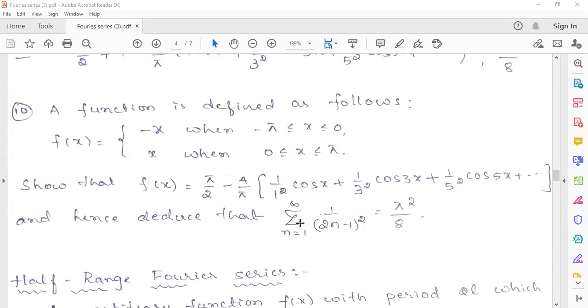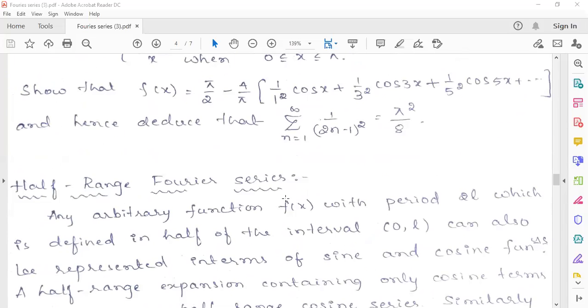So next I will move on to the next concept, half-range Fourier series. We already observed that whenever the function is even, it will have only cosine terms, and whenever the function is odd, it will have only sine terms. If it has only cosine terms, then we call it a cosine series. If it has only sine terms, then we call it a sine series.